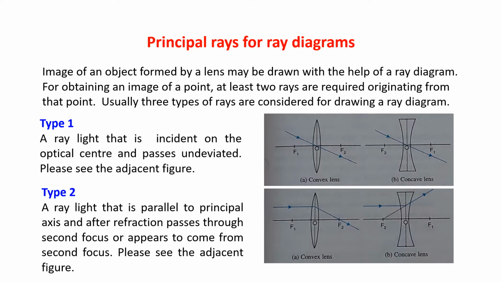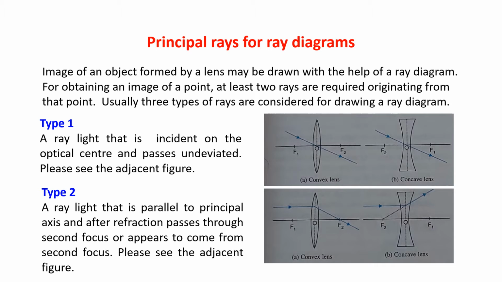For obtaining an image of a point, at least two rays are required, those originating from that point only. Usually, three types of rays are considered for drawing a ray diagram. You can draw a ray diagram with all three rays, but with two rays also the image is forming. So, if we draw a ray diagram with two rays, that is perfectly okay.